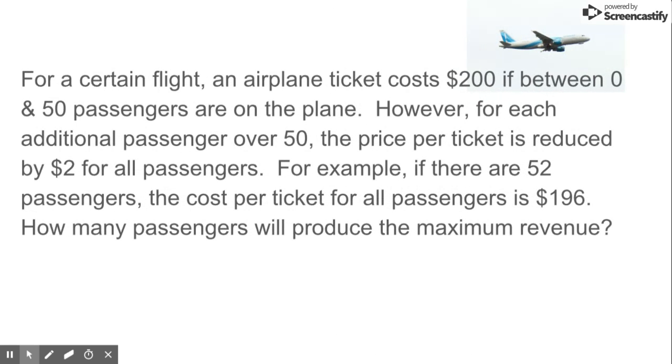So in our example here, we're going to say that for a certain flight, an airplane ticket costs $200 if there's between 0 and 50 passengers on the plane. But as the plane gets fuller, they charge less. So for every passenger over 50, the price per ticket is reduced by $2 for all passengers. So for example, if there are 52 passengers on, 2 over 50, our ticket would cost $196 instead of $200.